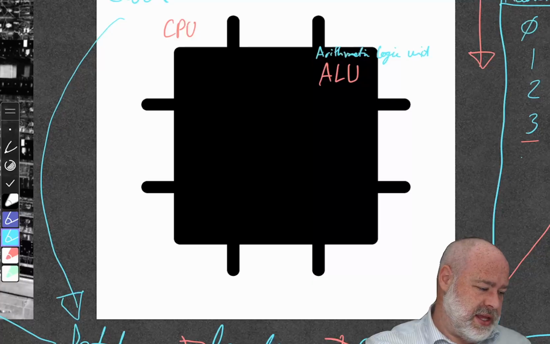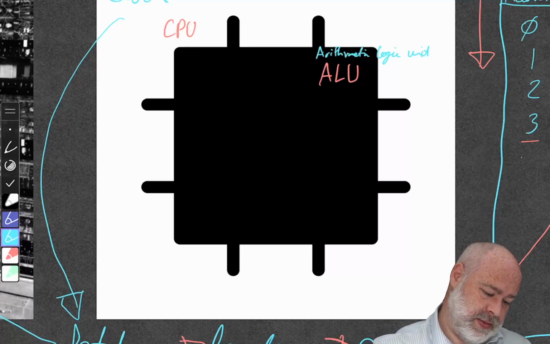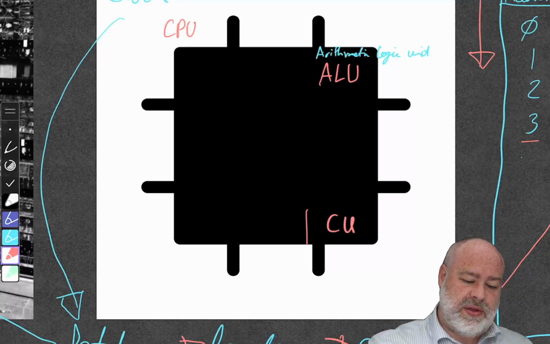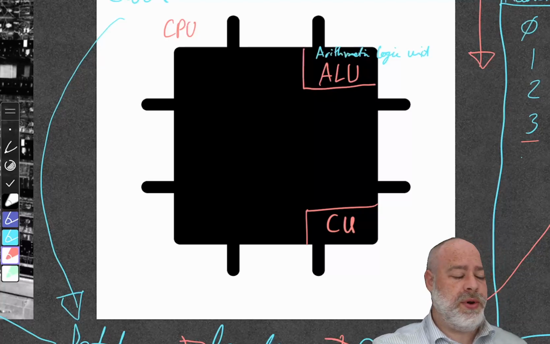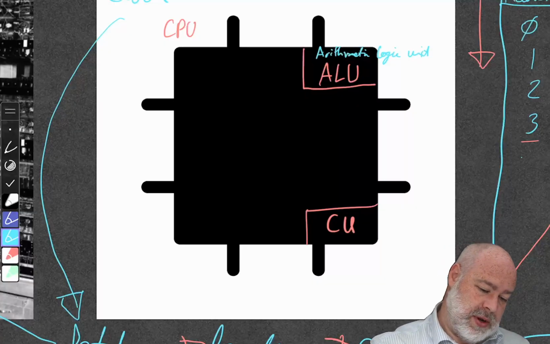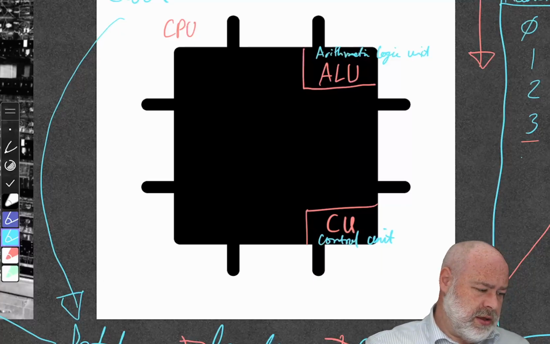So that's in there. We also have what we would call a control unit as well. And that's going to interface with peripherals, input and output devices, all the things that are connected to the computer. So I'm going to put a little label there. Control unit.